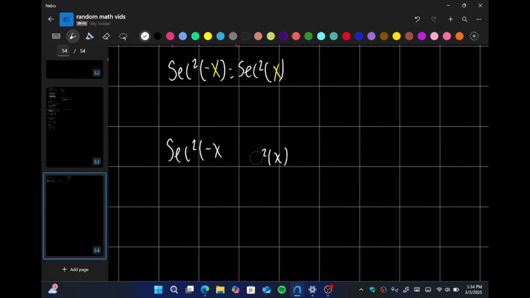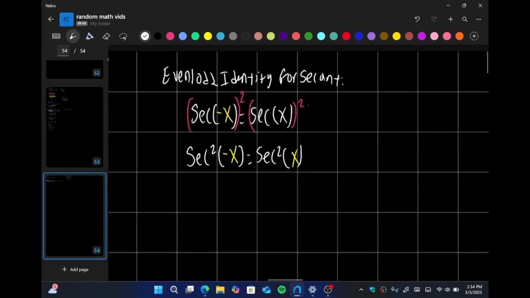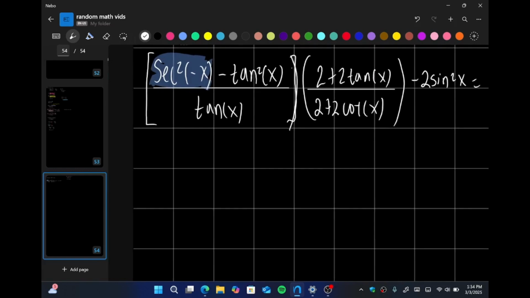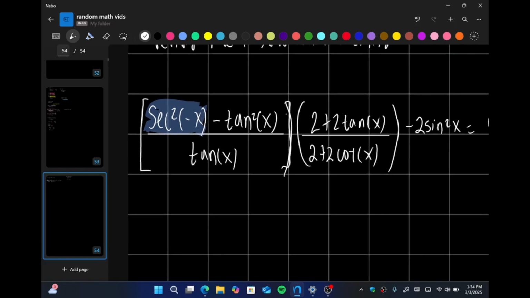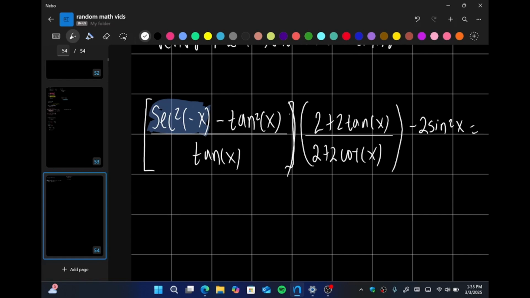I'm sorry, secant, excuse me. I actually wrote it right here, sorry. Secant of negative x is secant x, so if you square both sides, you get secant squared of negative x equals secant squared x. Now, one thing I want to emphasize, guys, is that I want to try to make this so that it is in terms of secant, actually in terms of either tangent or secant.